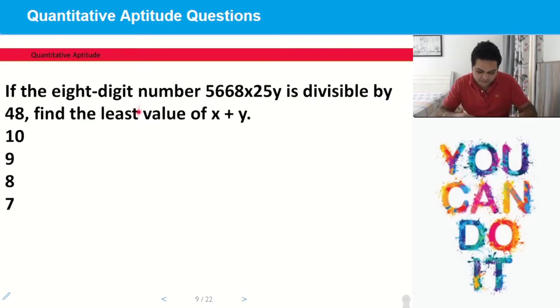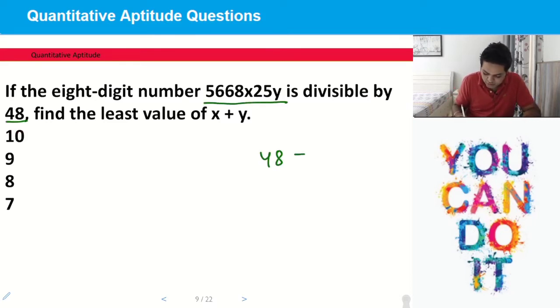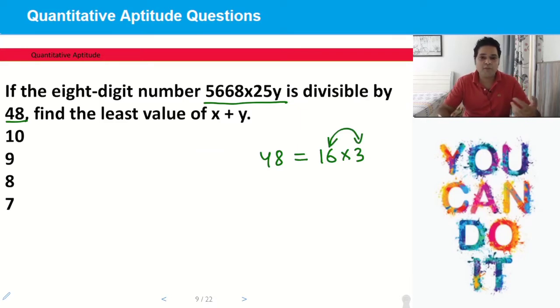Next, if the 8-digit number 5668x25y is divisible by 48, find the least value of x plus y. Okay, so this number is divisible by 48. We do not have any divisibility rule of 48, but we know that 48 can be written as 16 into 3, and 16 and 3 are co-prime to each other. So if the number is divisible by both 16 and 3, then the number is divisible by 48.